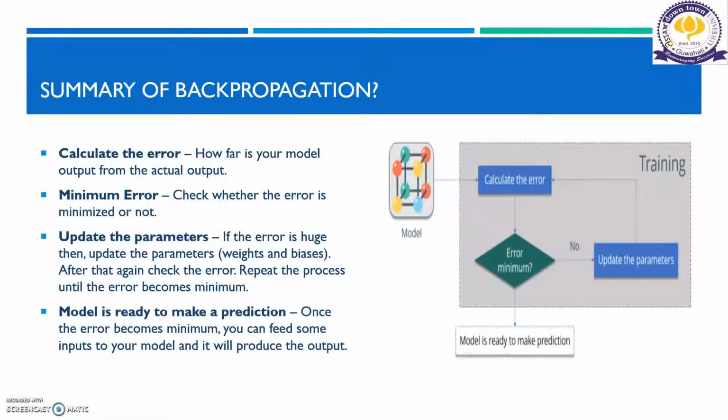Now if the error is huge, then update the parameters, that is your weights and biases. After that, again check the error, and repeat the process until the error becomes minimum, or you reach a condition where there are no more possible updates of your parameters. After this training, your model is finally ready for prediction.